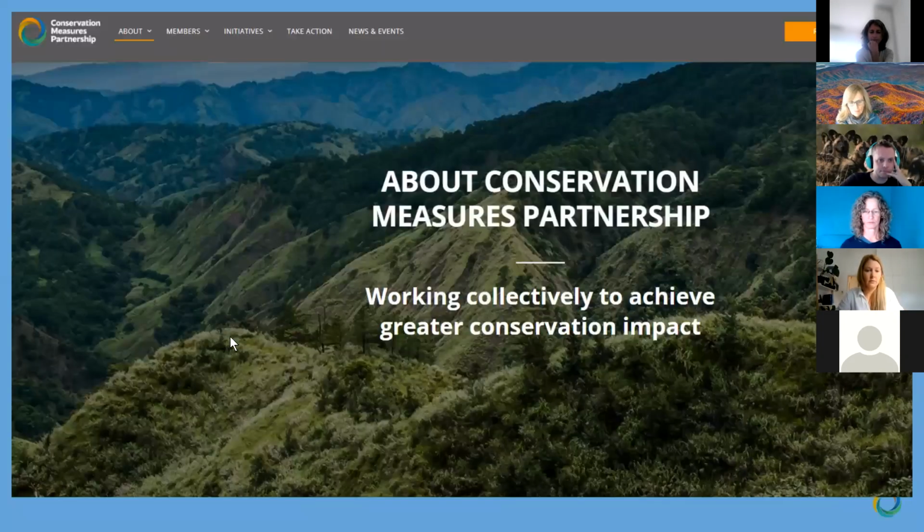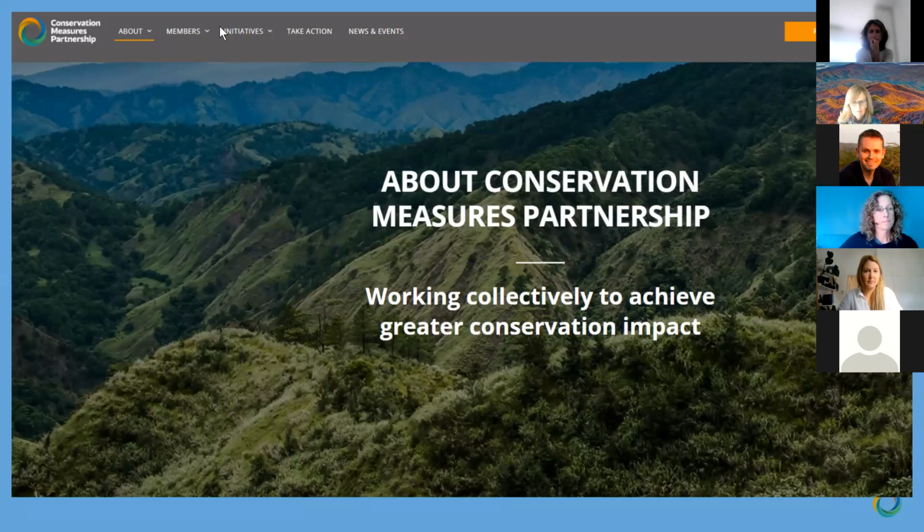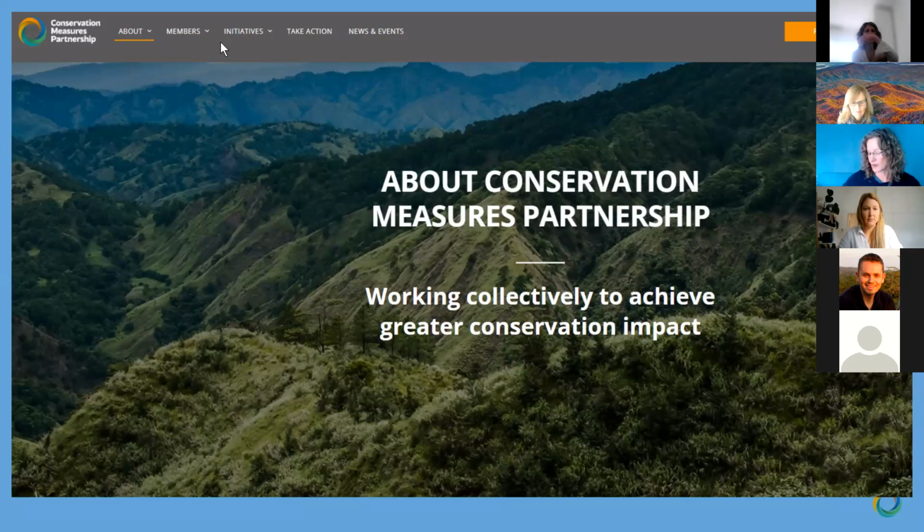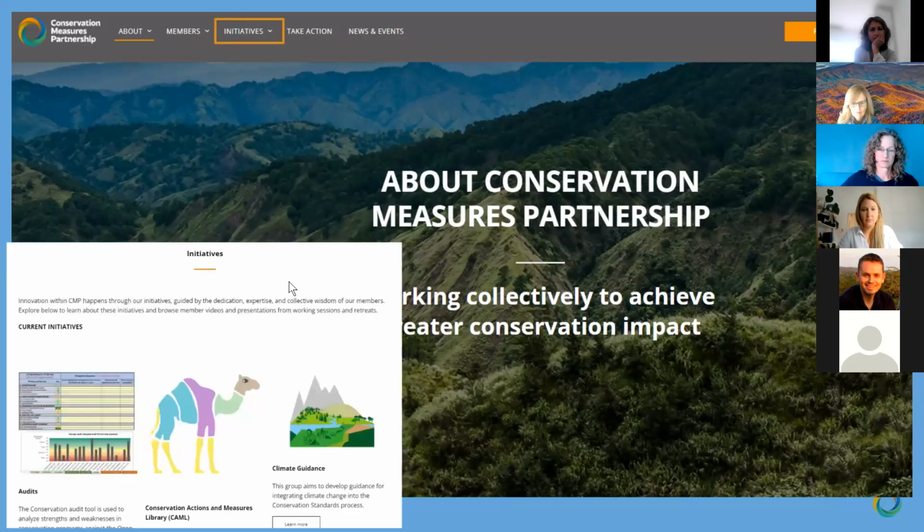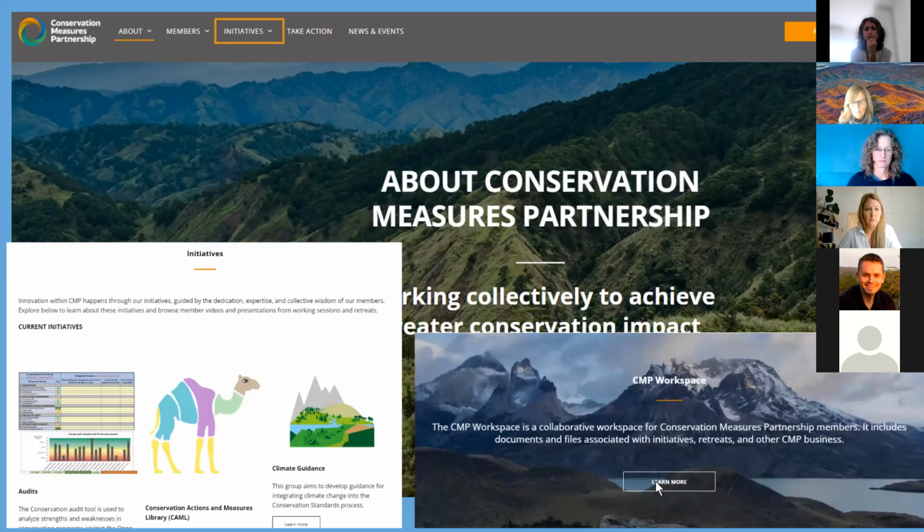So just a high level overview of some of these initiatives. I want to show you how you can find this when you're on your own and you can't remember what we talked about today, or it's a little fuzzy. If you go to the CMP website and you're inside the CMP part itself, there's a spot that has initiatives here. And once you click on that, you'll get this beautiful picture here, but you can scroll down and there's an overview of all the different initiatives, all of the current initiatives that we have going on. And there's also a link to the CMP workspace.